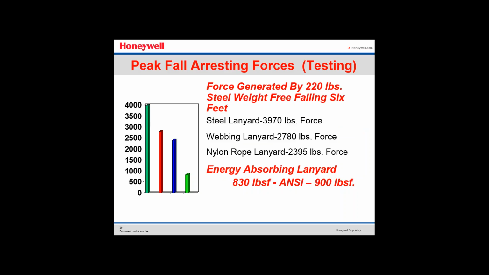This is a slide that I put in here dealing with testing, to summarize everything we've talked about to this point. We were doing testing with a 220-pound steel weight free-falling 6 feet. We tested steel lanyards, web lanyards, and nylon rope lanyards, and you'll see the forces on there. If you remember, once you start to get up into the high 2000s and 3000, your internal organs aren't going to be able to support the force they're seeing. So the only way to protect yourself is to have some type of energy absorber in your system. Here I'm talking about an energy absorbing lanyard.